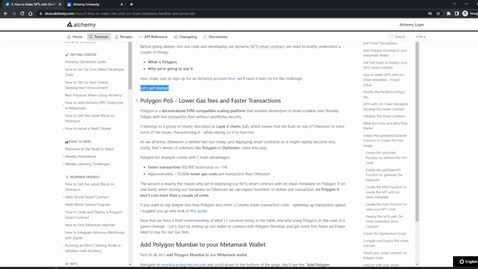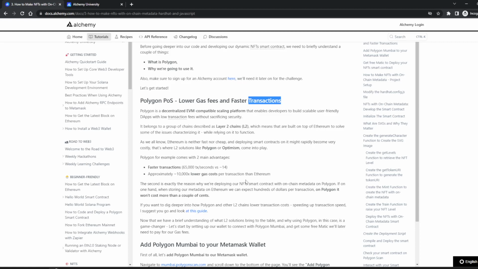Let's get started. Polygon PoS: lower gas fees and faster transactions. Polygon is a decentralized EVM compatible scaling platform that enables developers to build scalable user-friendly dApps with low transaction fees without sacrificing security. It belongs to the group of chains described as layer 2 chains, which means they are built on top of Ethereum to solve some of the issues characterizing it while relying on it to function.